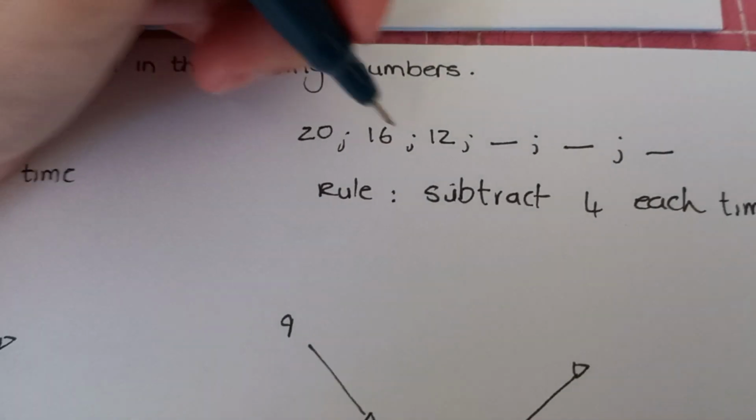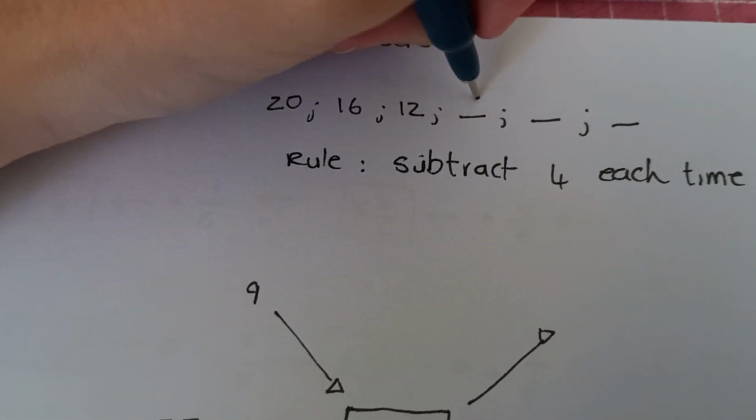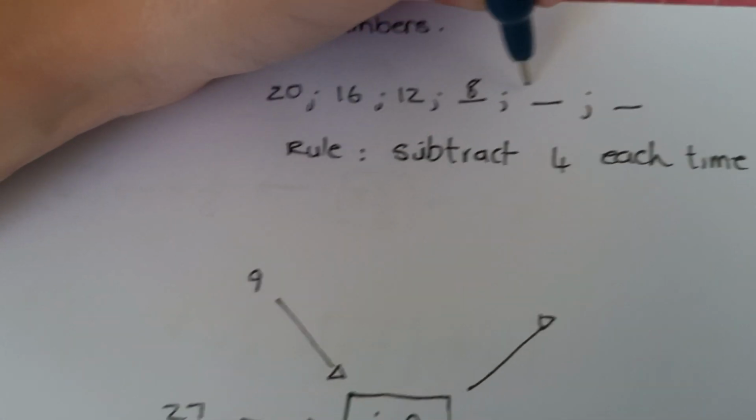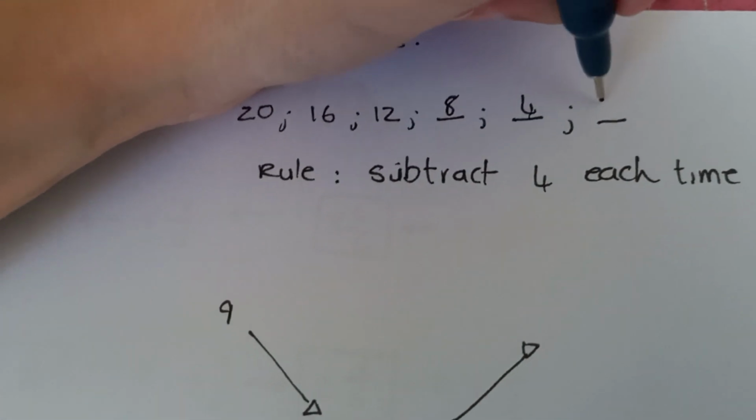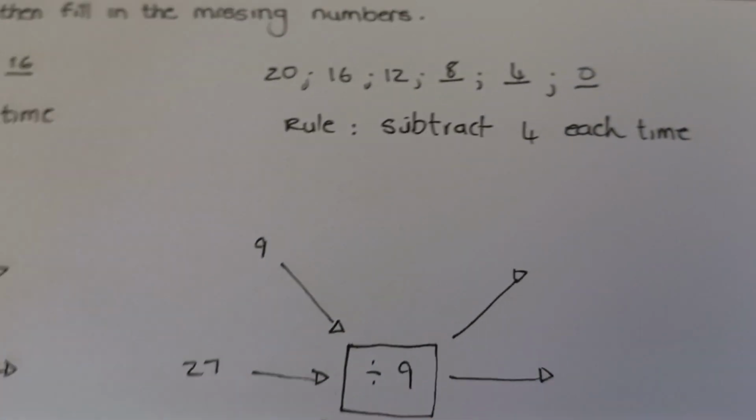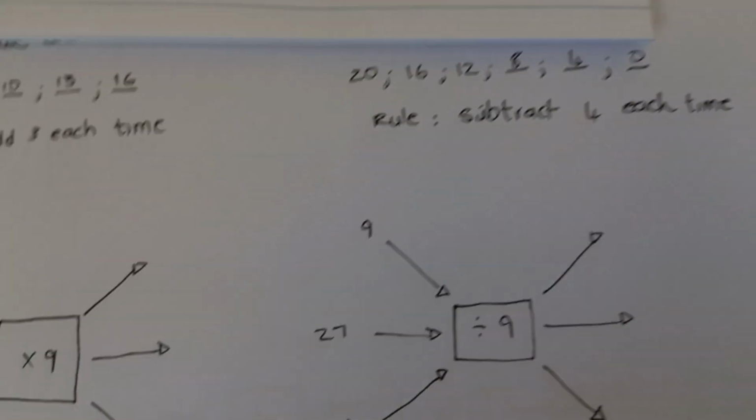And then we'd have 12 minus 4, which would give us 8. 8 minus 4, which would give us 4. And 4 minus 4, which would give us 0. Okay, so that's a really simple, easy thing to work out.